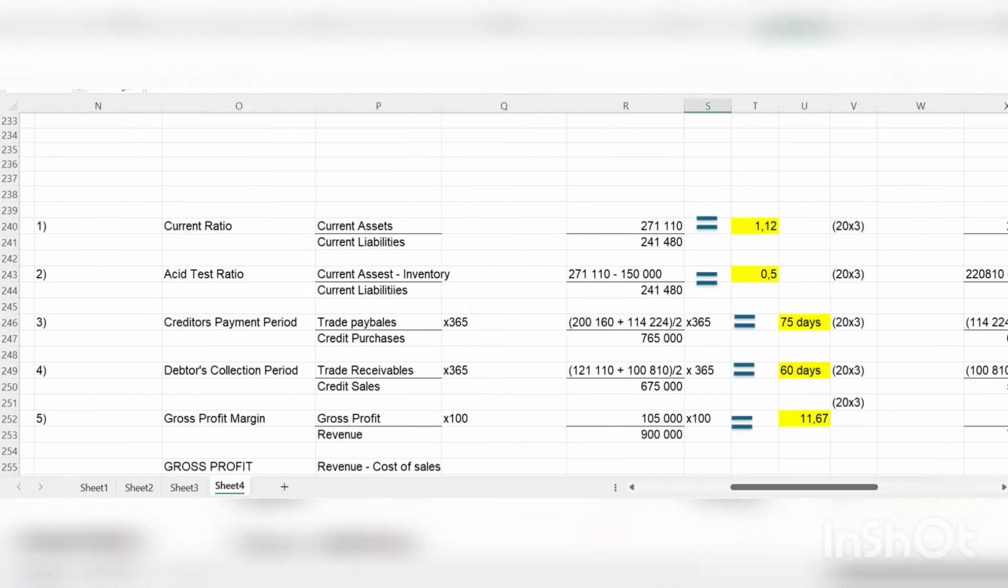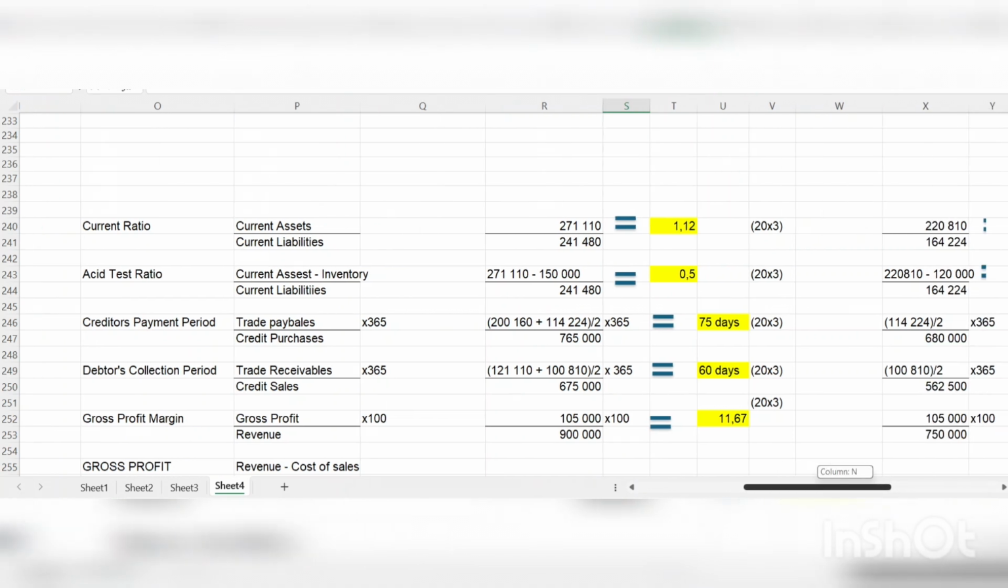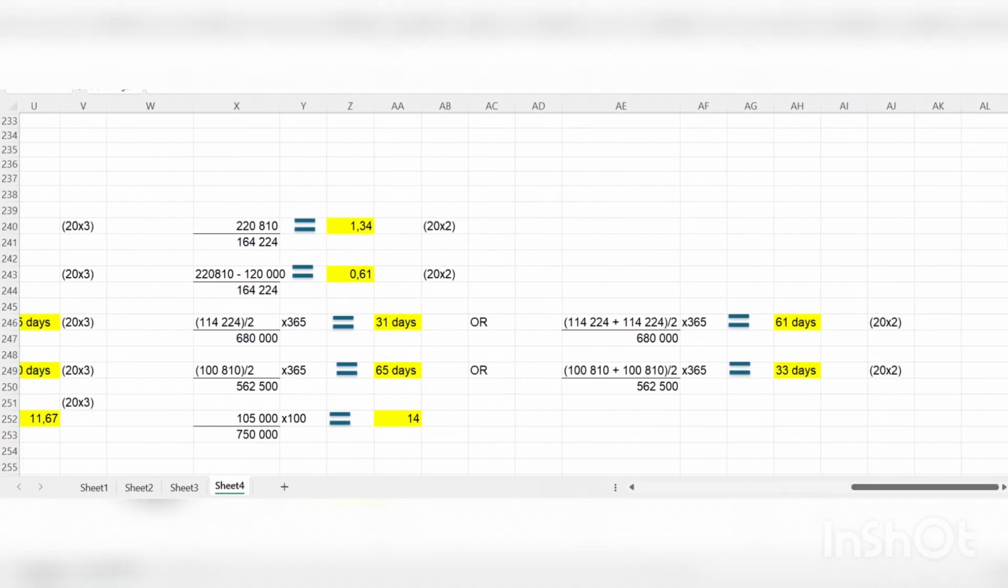So for 2003, these are the values we have for each thing, and for 2002, this is what we have.